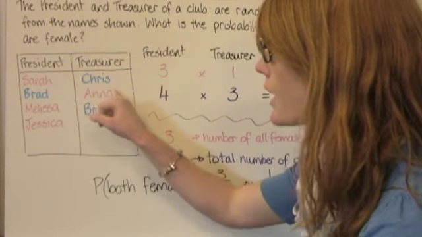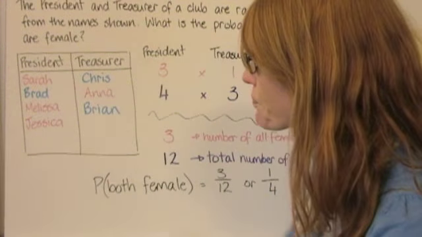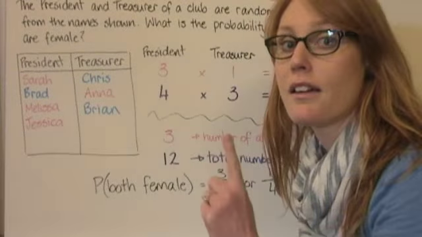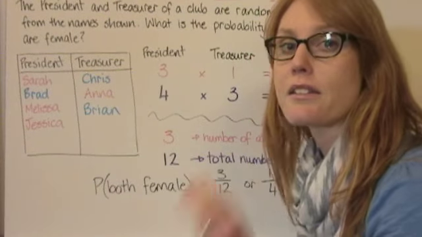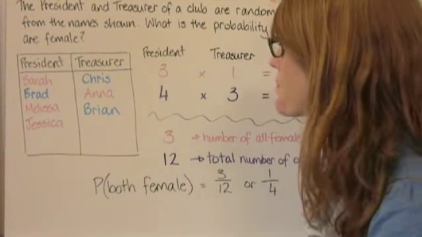So we could have Sarah and Anna, that's 1 possible pairing. We could have Melissa and Anna, that's another possible pairing. And we could have Jessica and Anna, and that's 3 possible pairings.